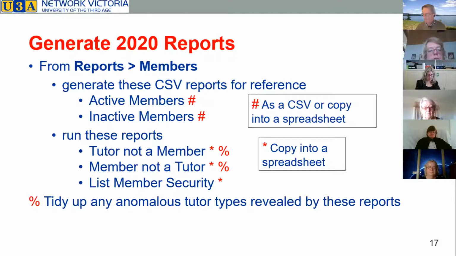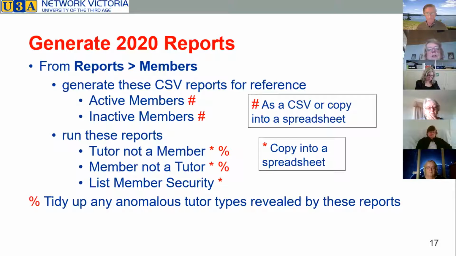So you can decide if sometimes that might be perfectly legitimate. You might have, you know, a life member or something who is a tutor. You could leave them as that as long as you know that that's the situation. List member security again shows you who's got level 1, 2, 3, 4, 5, or whatever. It doesn't list the ones on 0 because it would be the rest of them.